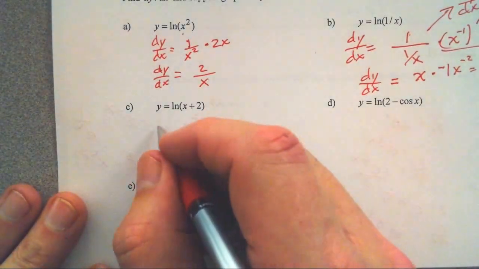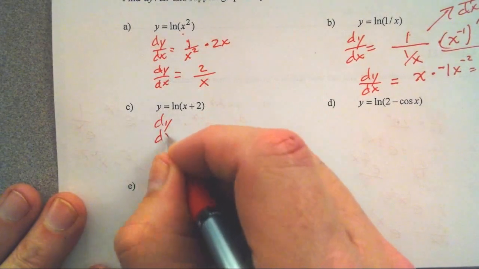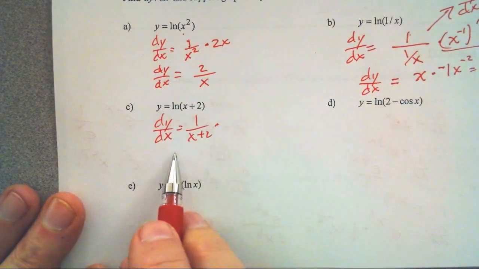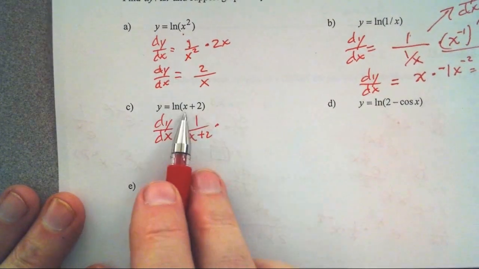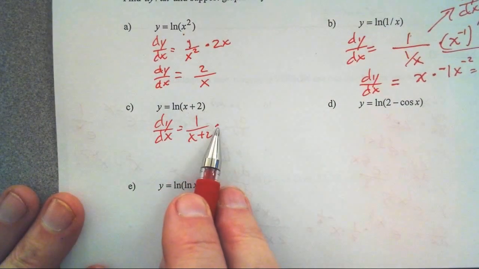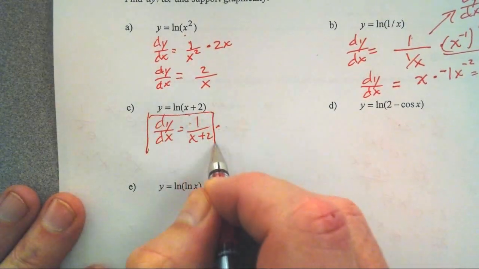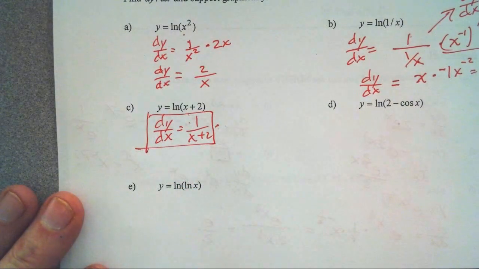All right. dy dx, the derivative of the ln just wants to be 1 on the argument, but we have to treat the argument. Well, what is the argument? x plus 2. What's the derivative of x plus 2? 1. So it is just this guy.